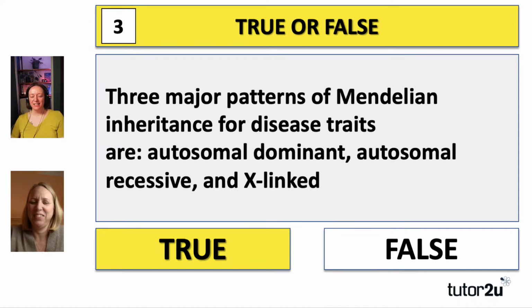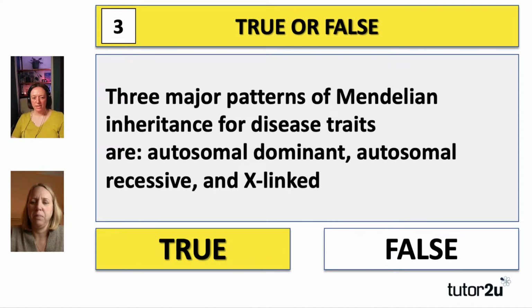So the next one, there are 3 major patterns of Mendelian inheritance for disease traits. These are autosomal dominant, autosomal recessive, and X-linked. Is this true or false? So we talk about conditions being genetically inherited through different patterns of inheritance: autosomal dominant, autosomal recessive, and X-linked. Is that true or false? There are other patterns maybe, but are these the major ones?